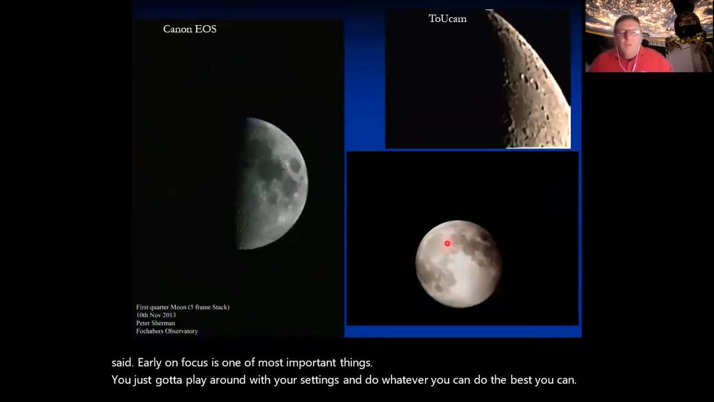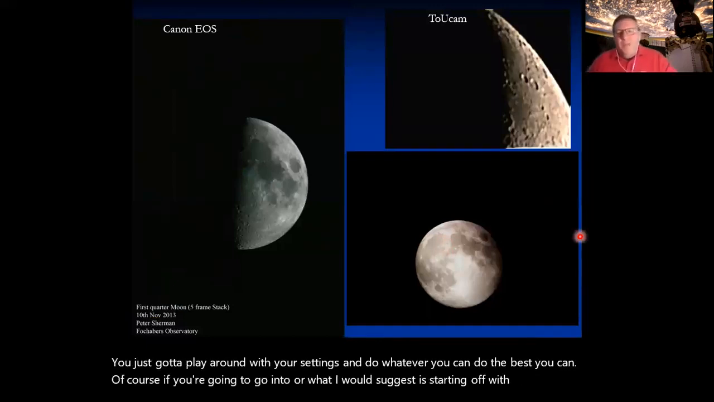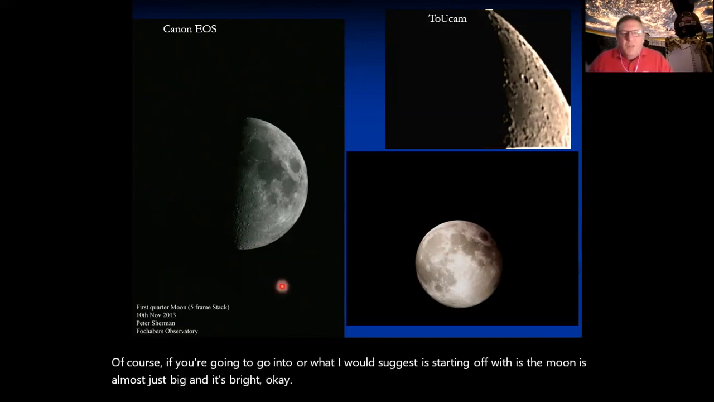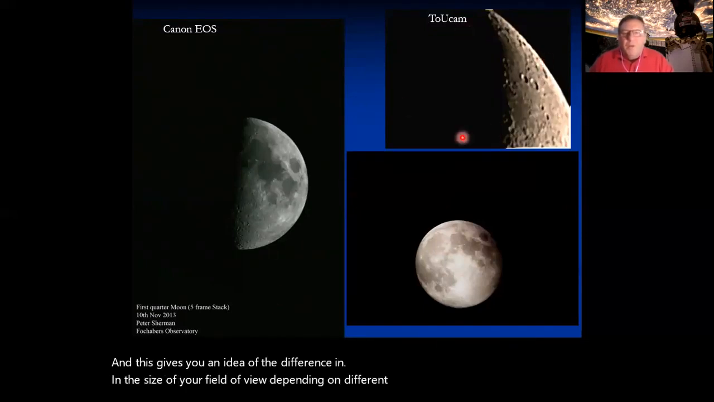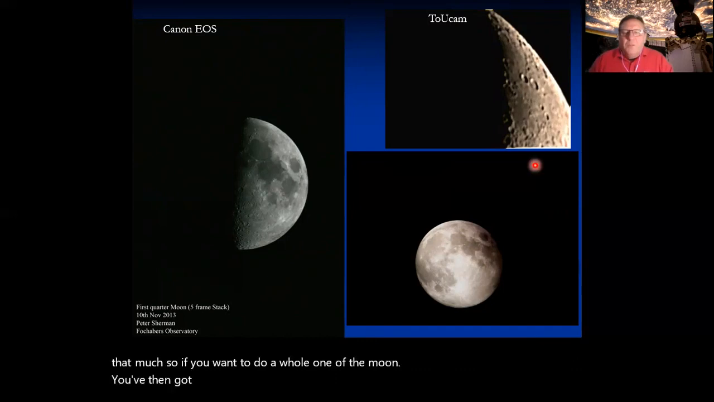Of course, if you're going to go into it, what I would suggest starting off with is the moon, because obviously it's big and it's bright. Okay, and this just gives you an idea of the difference in the size of your field of view, depending on different cameras. The 2U gives you that much. So if you want to do a whole one of the moon, you've then got to start taking individual images of different parts of the moon, and then you stack them together as a mosaic.